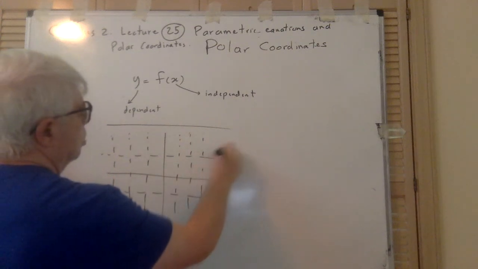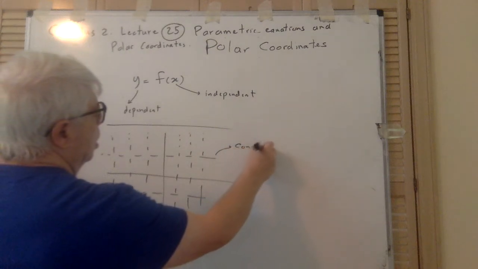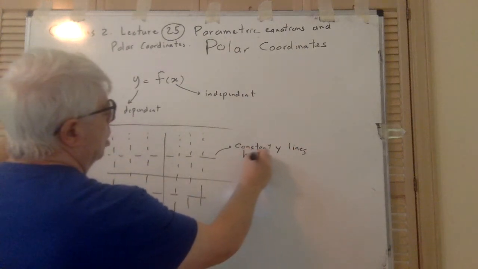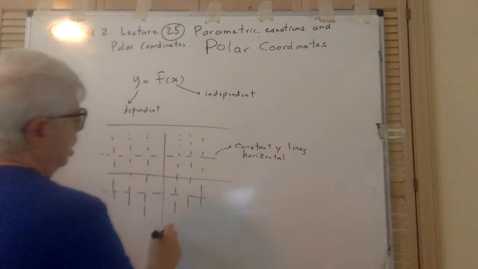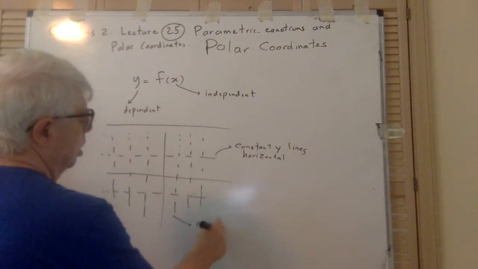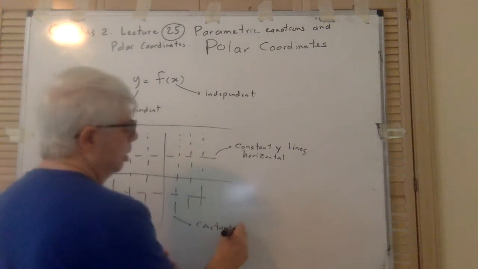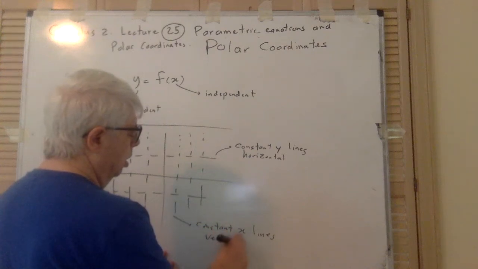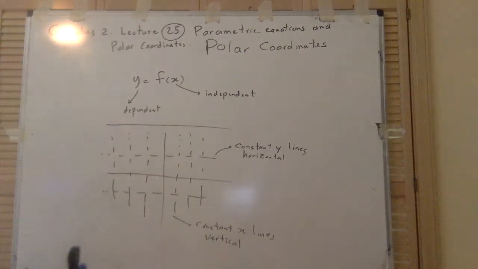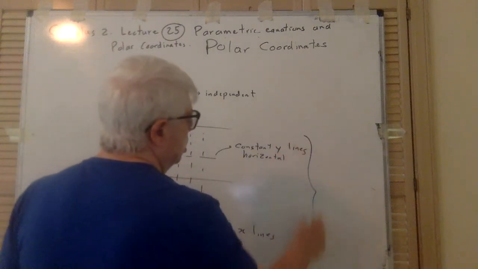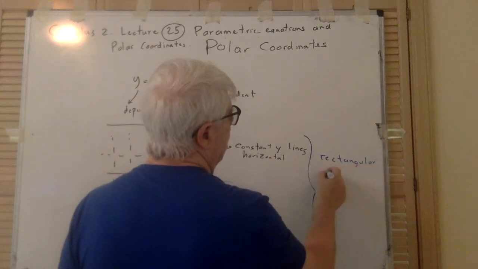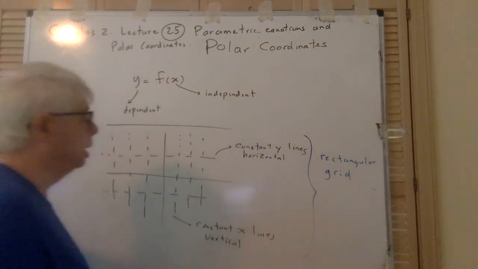Okay, so these are constant y lines, horizontal, and these are constant x lines, vertical. So this constant x and constant y is like this. If I have this grid, this whole thing is the xy grid or rectangular grid. Right, that's a rectangular grid.